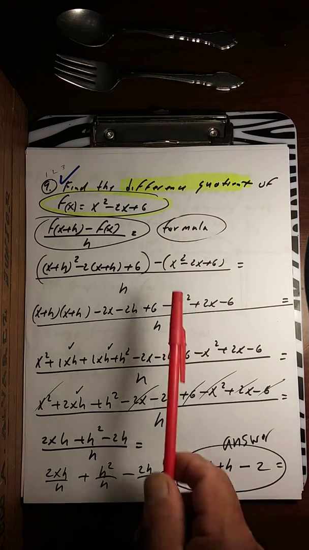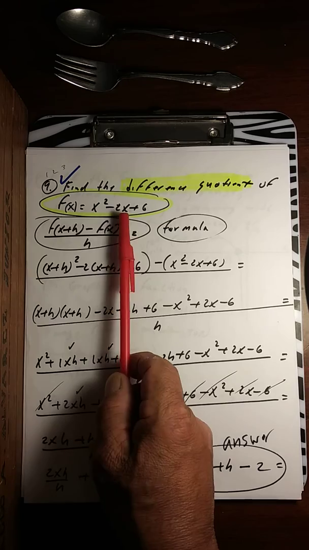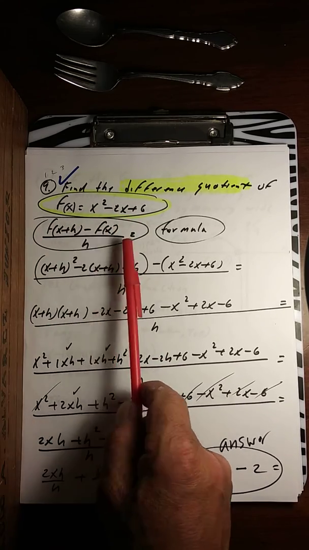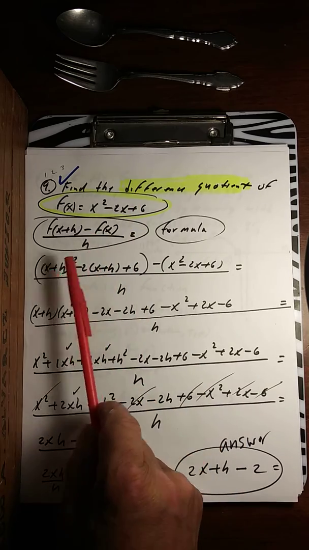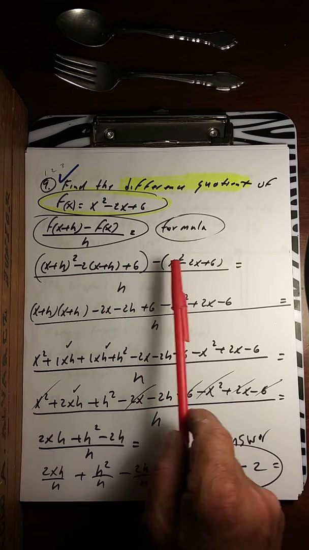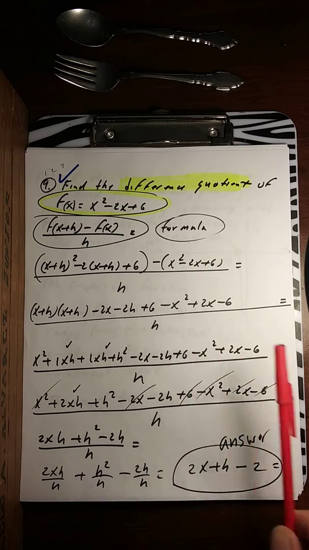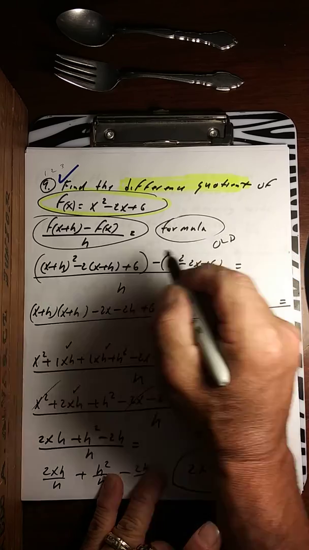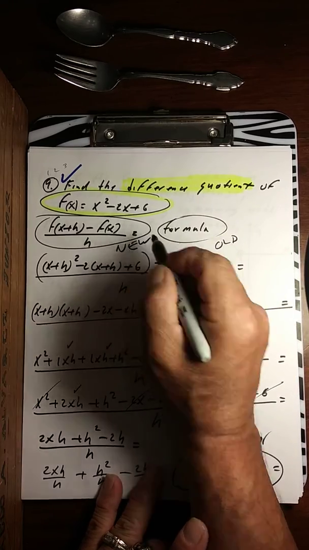Find the difference quotient of the function f of x equals x squared minus 2x plus 6. There's the formula, f of x plus h minus f of x over h, the difference quotient. Put it in there. So x plus h goes there or there. There it is, the new one, and there's the old one right there. Let's call this one the new one.